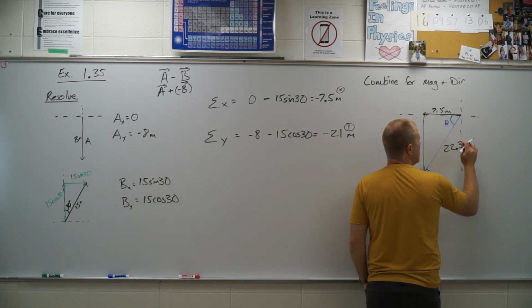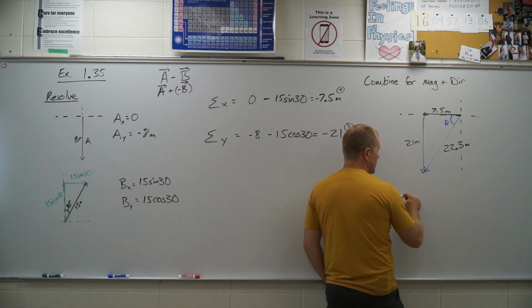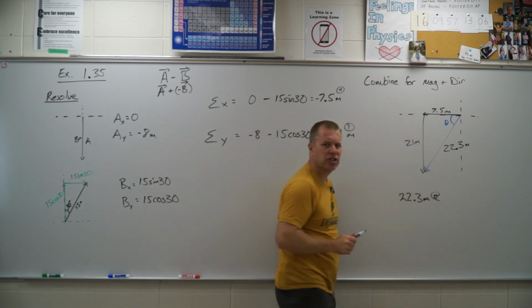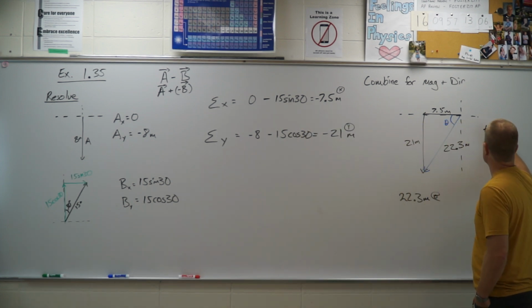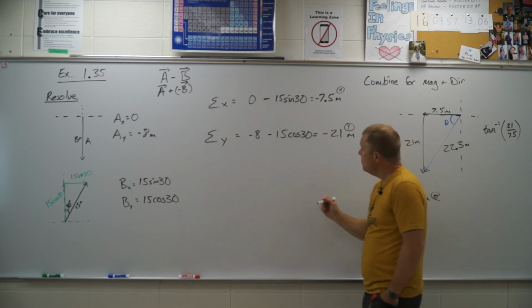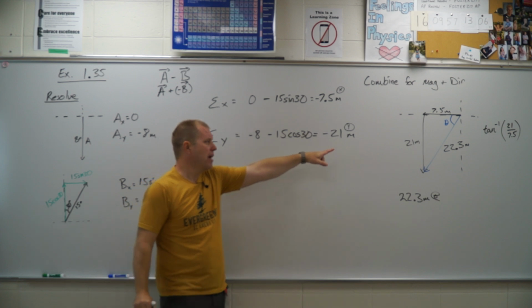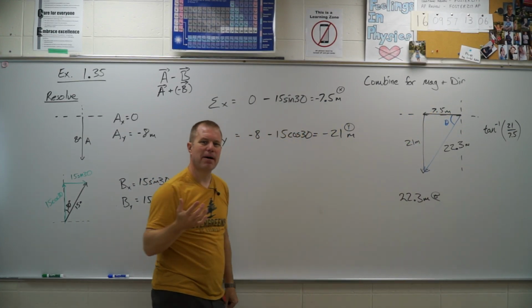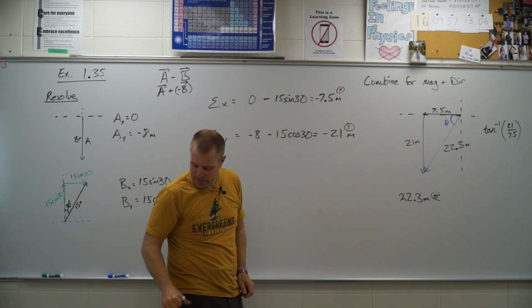22.3 meters here. Now, we're not quite done because we want to have it like they gave it to us. So I have 22.3 meters at, and now I need a direction. So now I need to find that angle, and to find that angle, I'm going to use the inverse tangent function. So the inverse tangent of 21 divided by 7.5. Now notice we have negatives over here, but I don't have negatives over there. The reason I don't have negatives over here is because the direction, the arrow, is telling me about that negative sign.